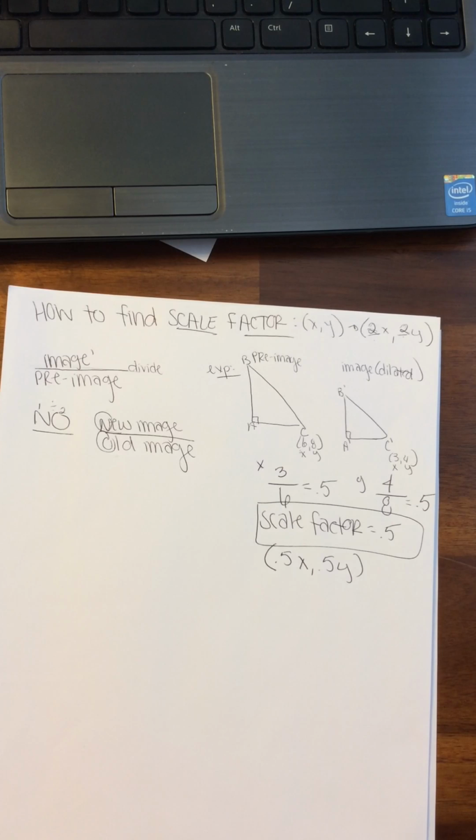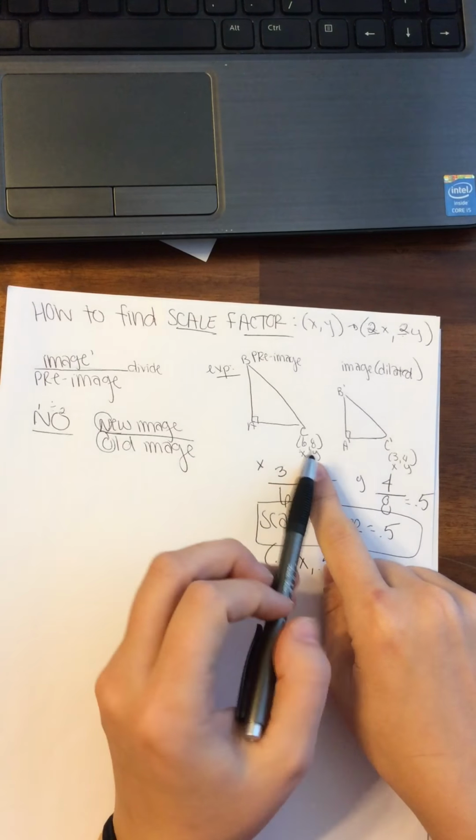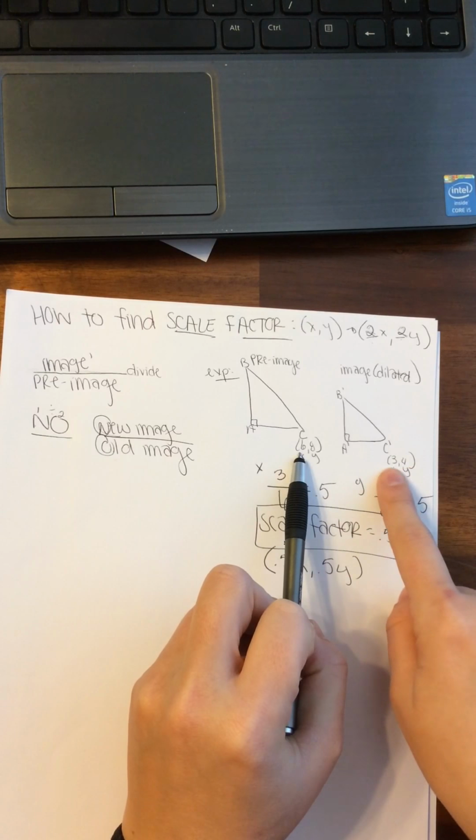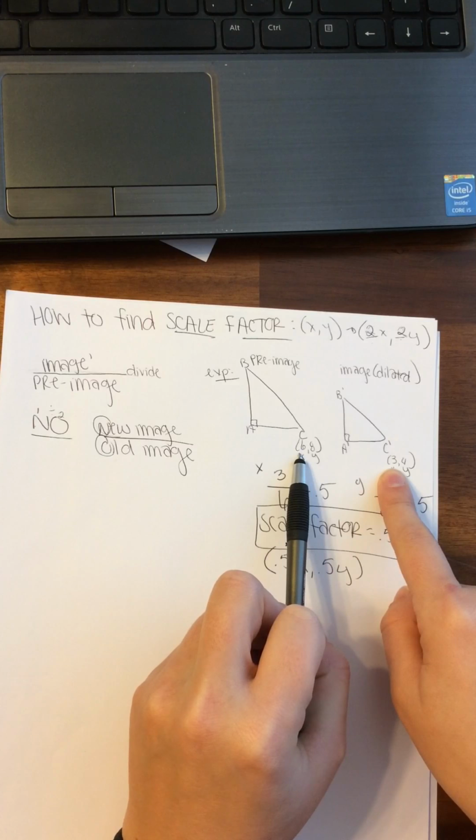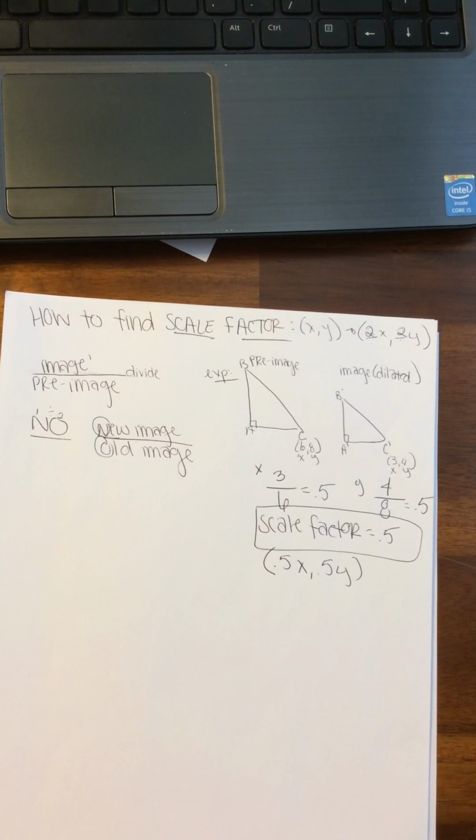So now you're going to work on the scavenger hunt around the room. Make sure you look at these notes before you ask questions, because this will tell you exactly how to do it. And it's super easy. All you're doing is dividing the same number from your pre-image and your image prime. So that should be it.